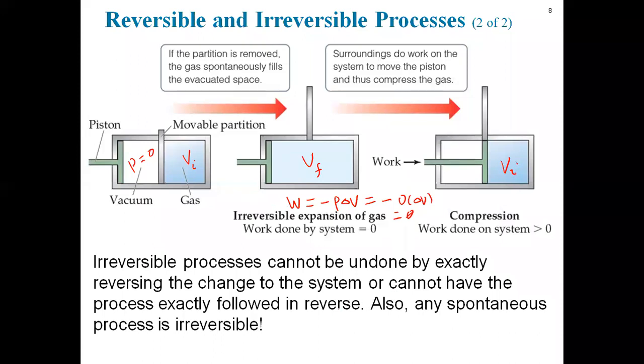All right. So as a conclusion, irreversible means it cannot be undone by exactly reversing the change of the system, or the process cannot be exactly followed in reverse. And also, any spontaneous process is irreversible. All right. Any questions?